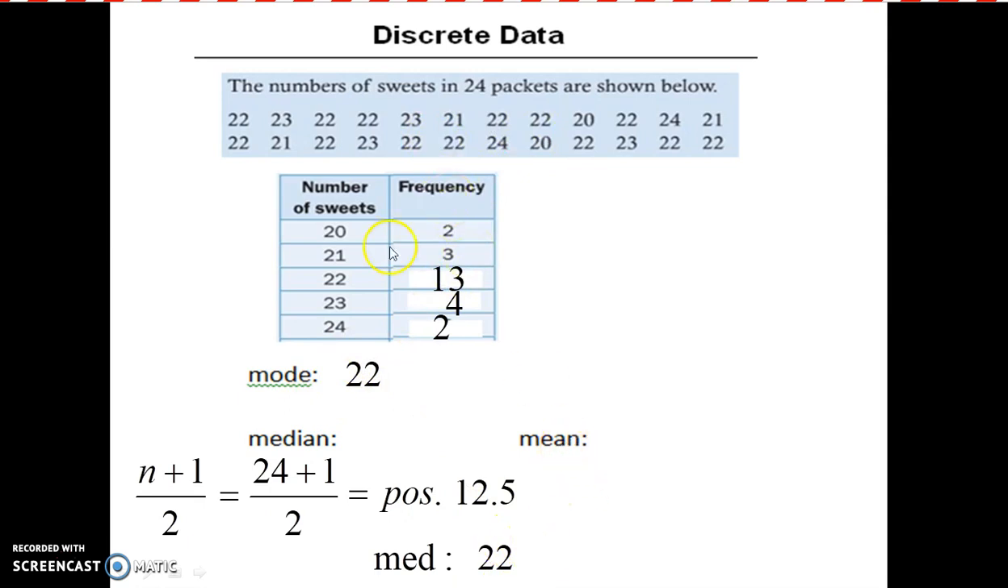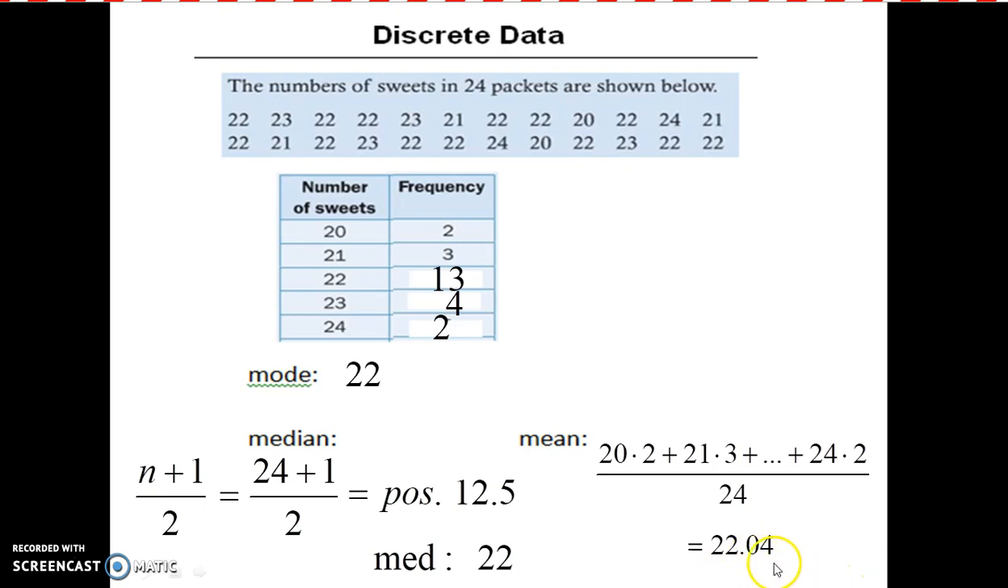The mean: to find the mean, we need to add all the values and divide by how many we have. You could add all these from the list, but easier than that, use the table. We know 20 occurs twice, so we're going to say 20 times 2 plus 21 times 3, because there's 3 21s, and then plus 22 times 13 plus 23 times 4 plus 24 times 2. You add all those values up, and then you divide by 24 because there's 24 values in total. That'll be our mean or our average. Please calculate that. All right, hopefully you got an average of 22.04.